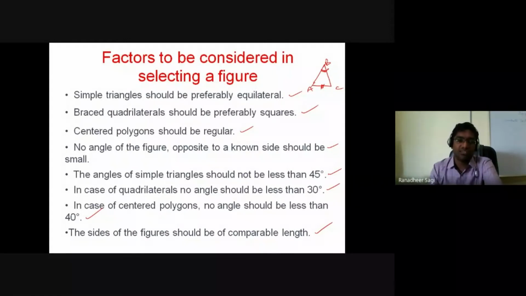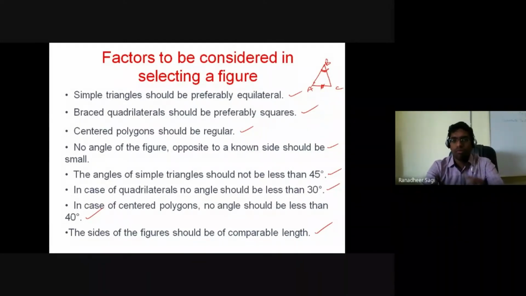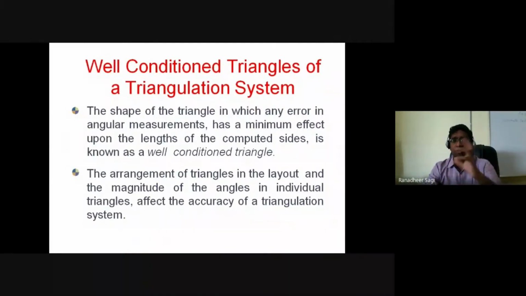Okay. So that's the reason why we say the angles opposite to an unknown length should not be very small, and the lengths of the sides of your respective figures should not be so small when compared to the other dimension. So the sides of those figures, one dimension should be comparable to the other dimension. That's what it means. So typically, what are those different criteria that we need to satisfy in order to say that a particular triangle or that route is a well-conditioned triangle or a well-conditioned route in the triangulation network?